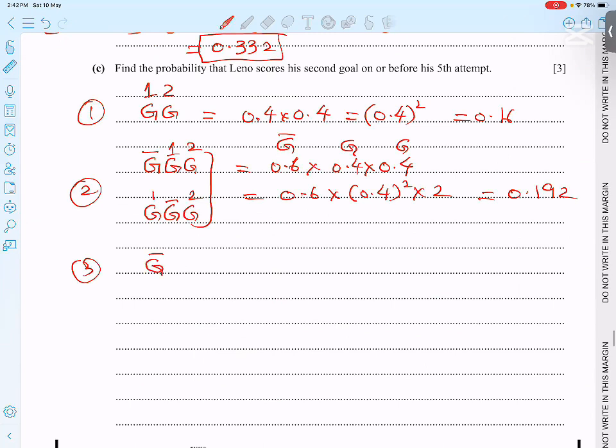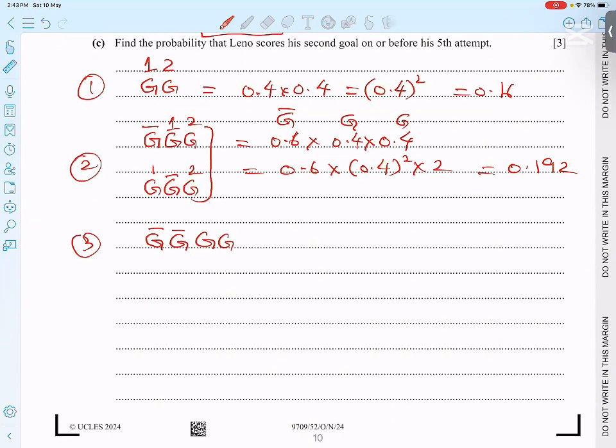It is a goal, not goal, not goal, goal, and goal. So how many possibilities do we have now? Here we have 2 possibilities into 2. Here, let's see how many possibilities. This is a not goal, goal, not goal, and goal. Okay. So it may happen. Make sure it will not appear in the last position.